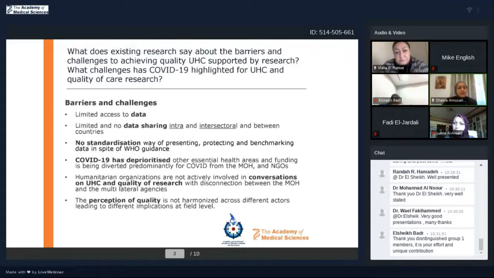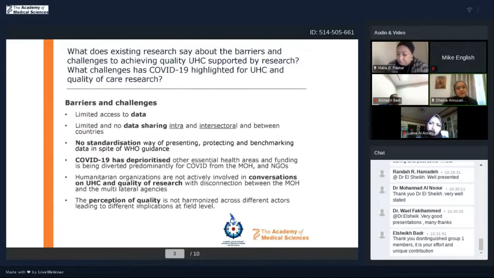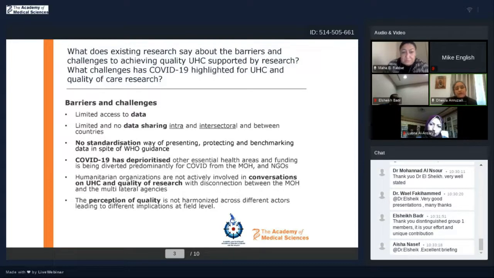In terms of barriers and challenges, there is a heterogeneous list of barriers and challenges based on the heterogeneity of the region. Limited access to data, as was mentioned by Group 1. Also limited or no data sharing, whether intra- or intersectoral and even between the countries, is very limited and not focused on. The standardization of presenting, protecting, and benchmarking that data, in spite of WHO guidance and other institutions, is also lacking.